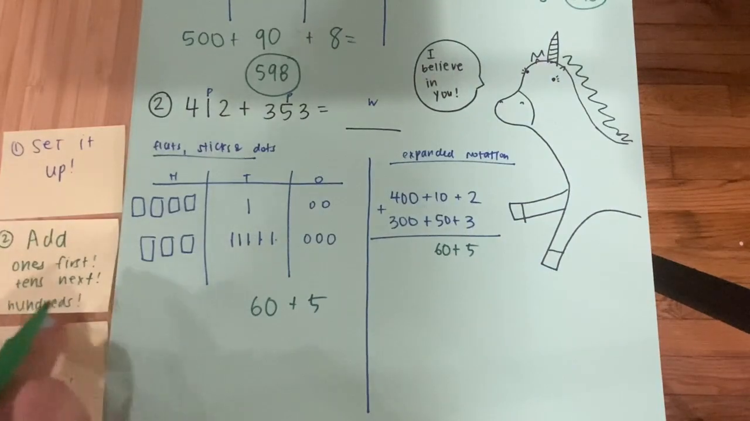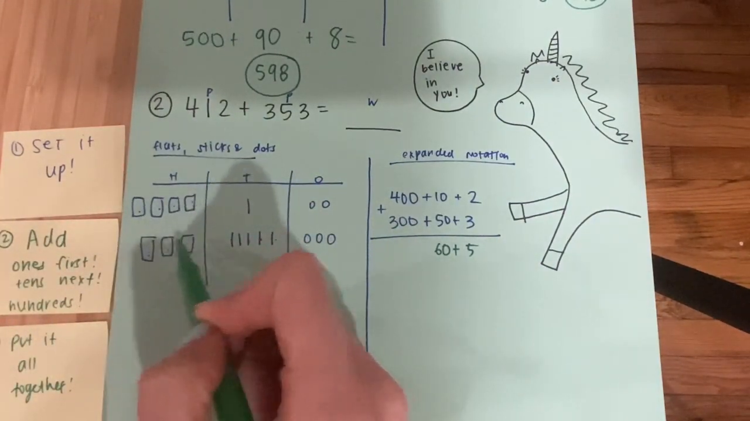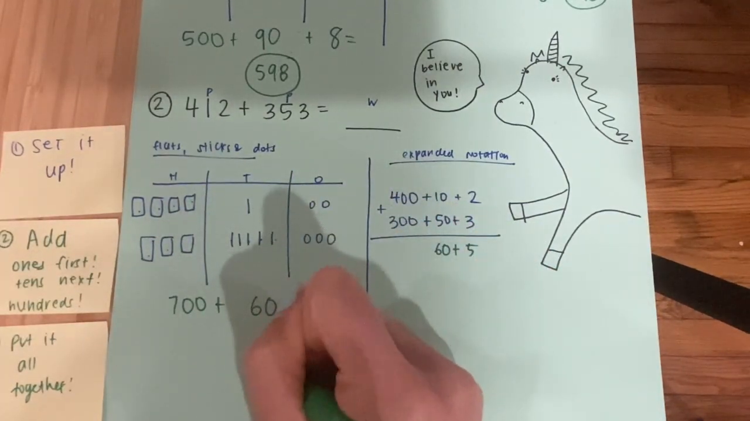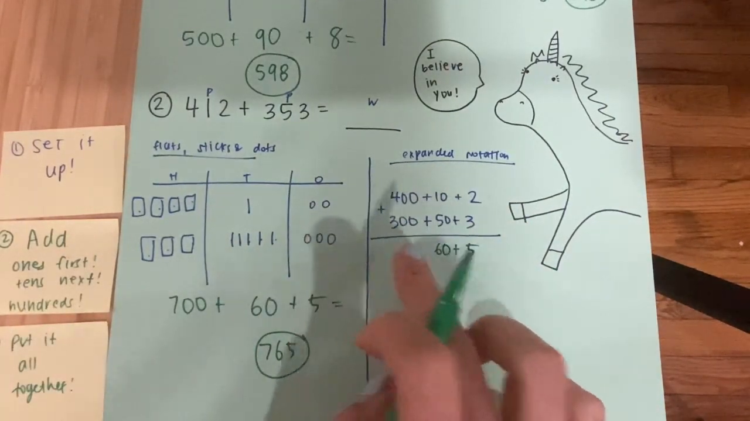Okay, next I have to add my hundreds, so let me count my hundreds. 1, 2, 3, 4, 5, 6, 7. Equals 765. Let me see over here. Oh, I put it all together already. Oops, let me do that over here.